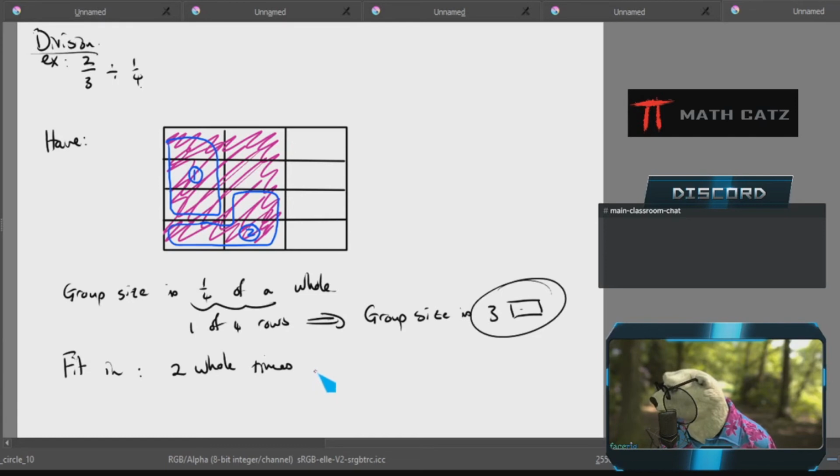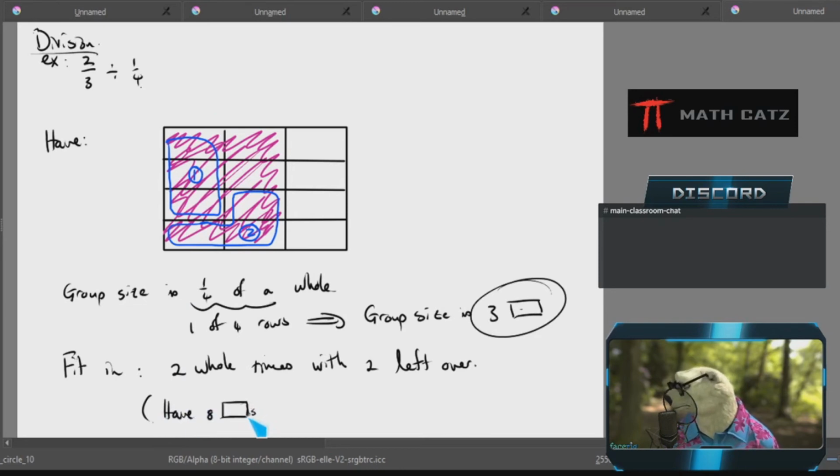Let me just think. Yeah. 2 whole times with 2 left over. I have a lot of 2's floating around here. That might not be ideal. Or we could say, excuse me, how many pink do we actually have? We have 1, 2, 3, 4, 5, 6, 7, 8. Let me write the have here. Have 8 pieces here, pink.